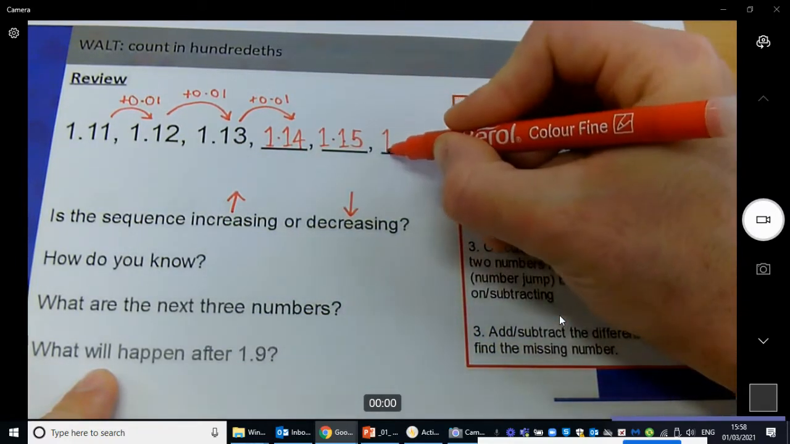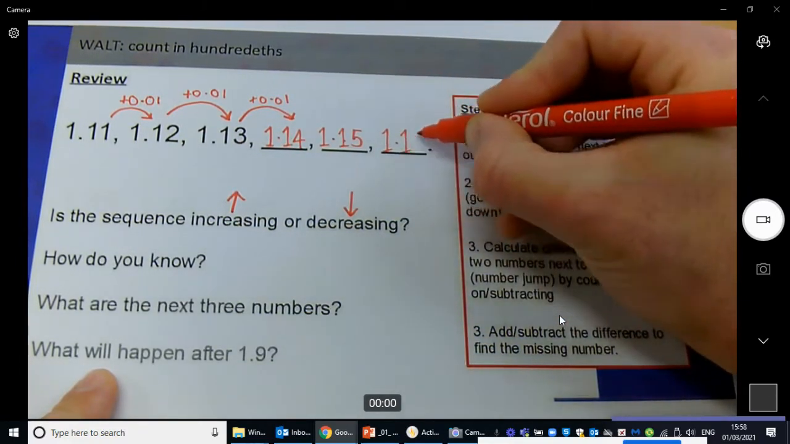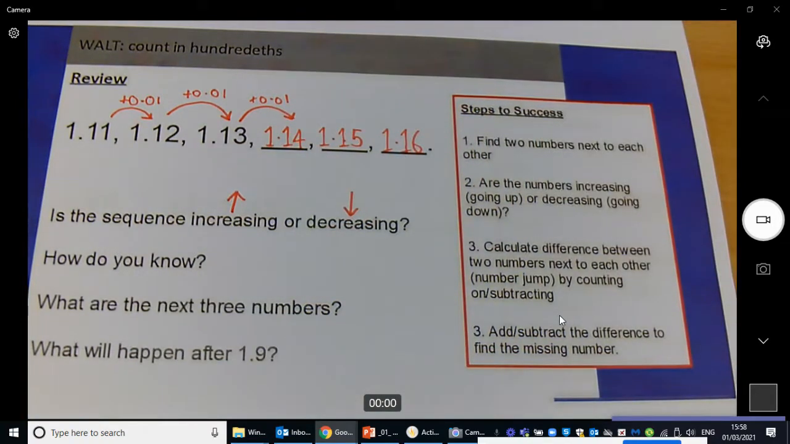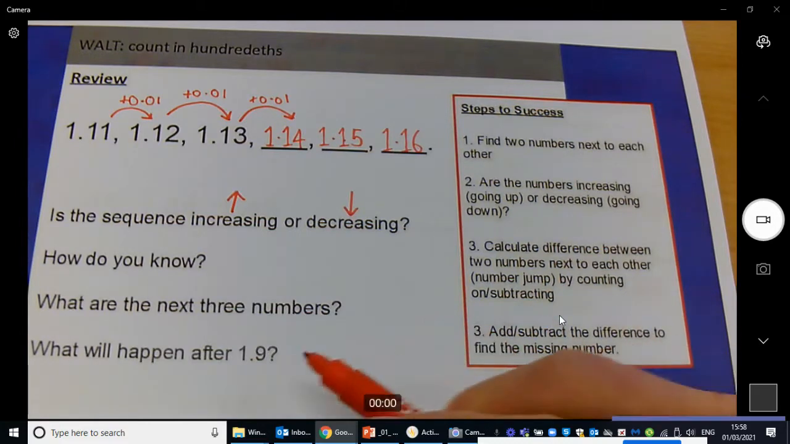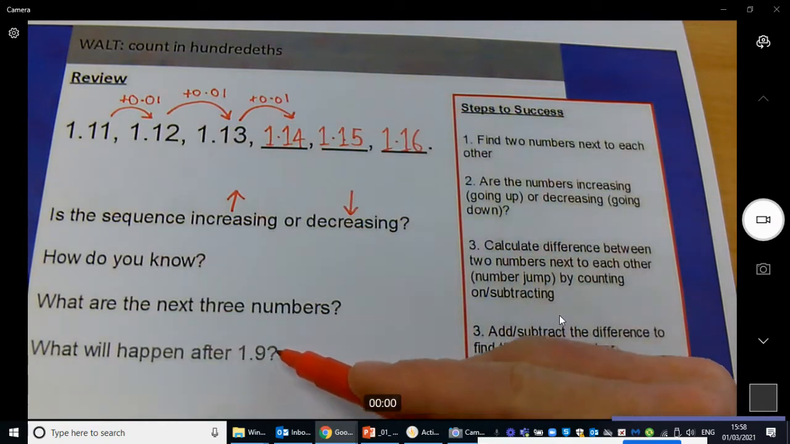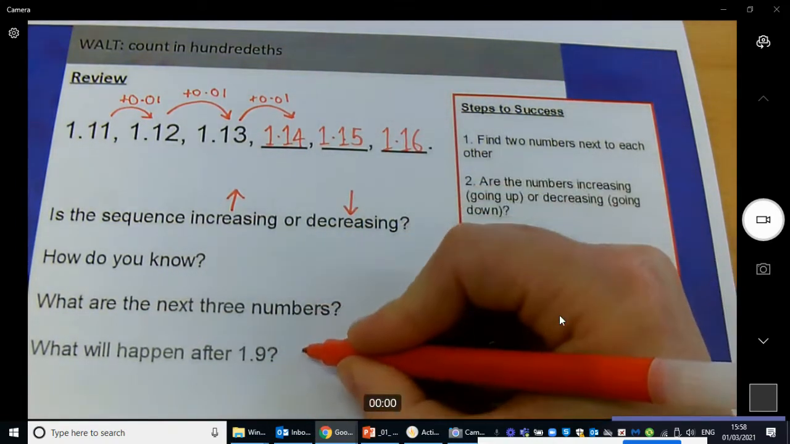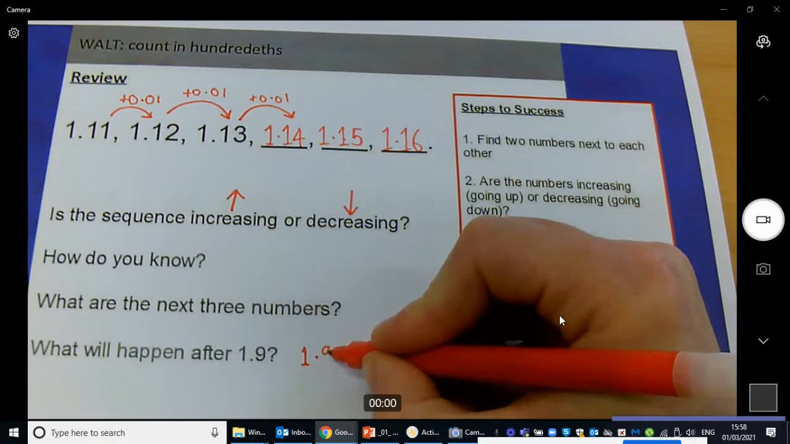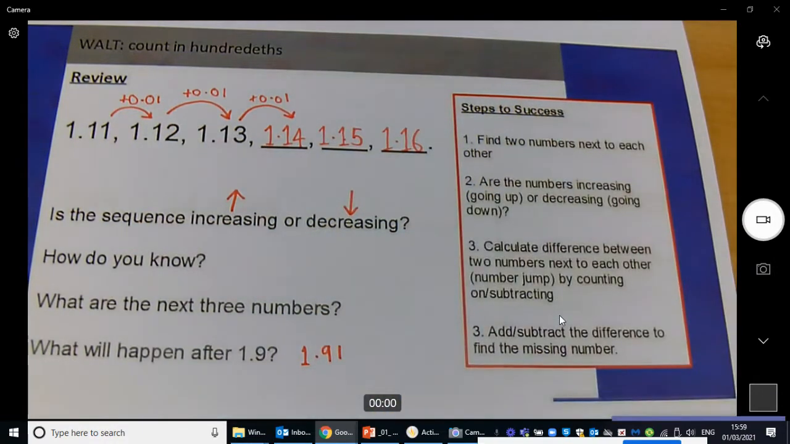And then 1.16. And then what will happen after 1.9? Well, if we add one more hundredth onto 1.9, at the moment, although you can't see it, it's got 0 hundredths. That's going to become 1.91, like that.